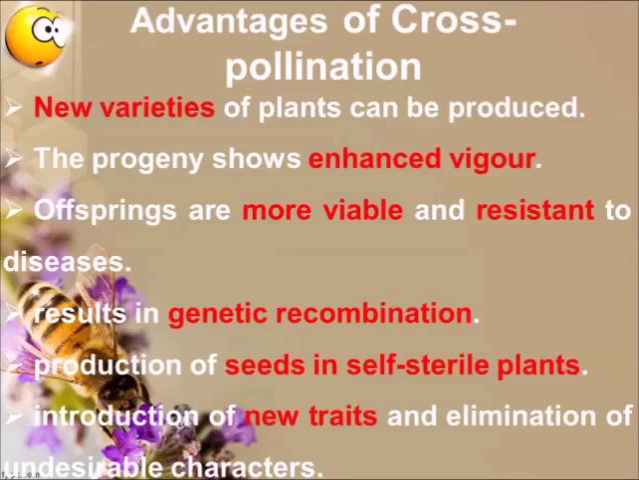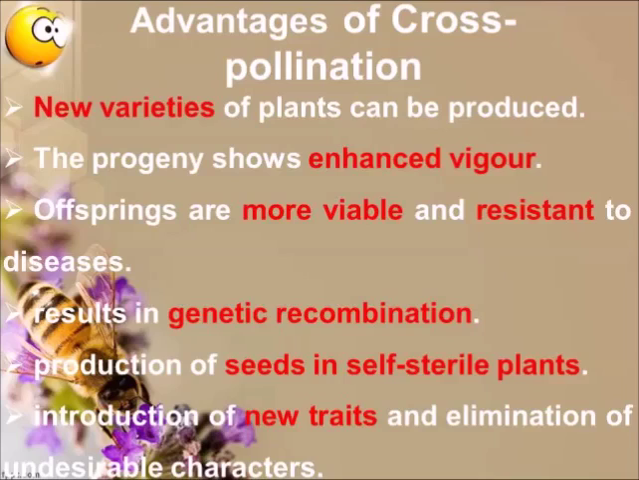This process involves two different plants and thus mixing of characters from two different plants, unlike self-pollination, occurs, which ultimately results in the exchange of genetic information and production of offspring with unique characters or new varieties of plant. The resulting progeny also shows enhanced vigor and vitality. The offspring produced are more viable as they show greater degree of fitness and exhibit resistance to a plethora of diseases.